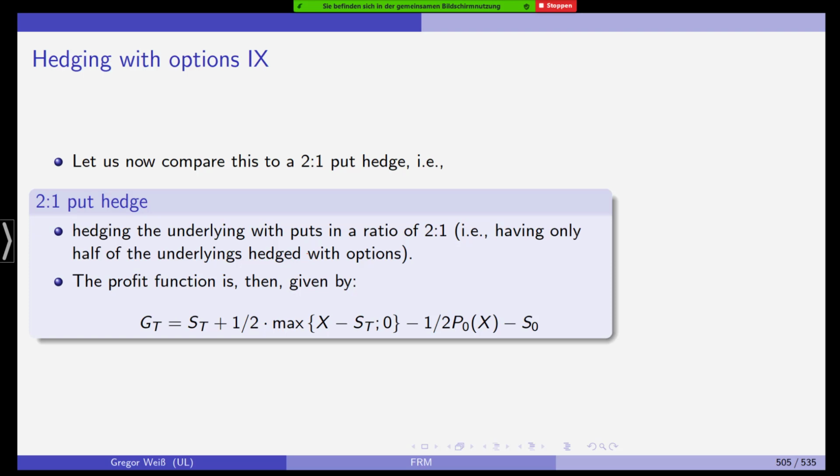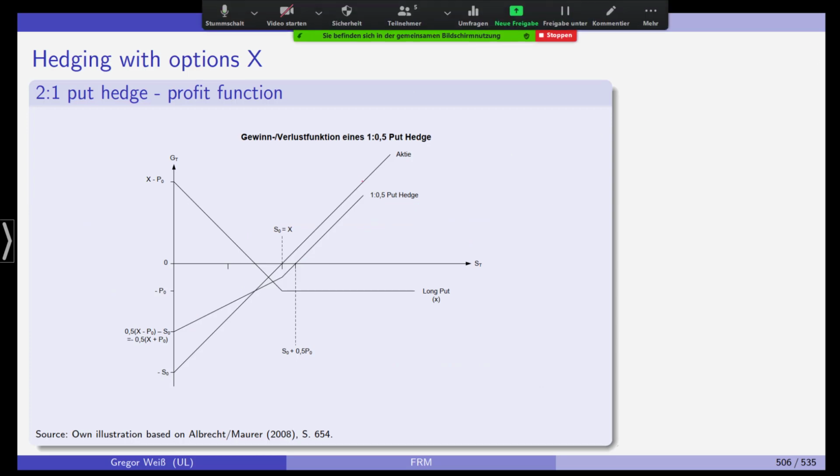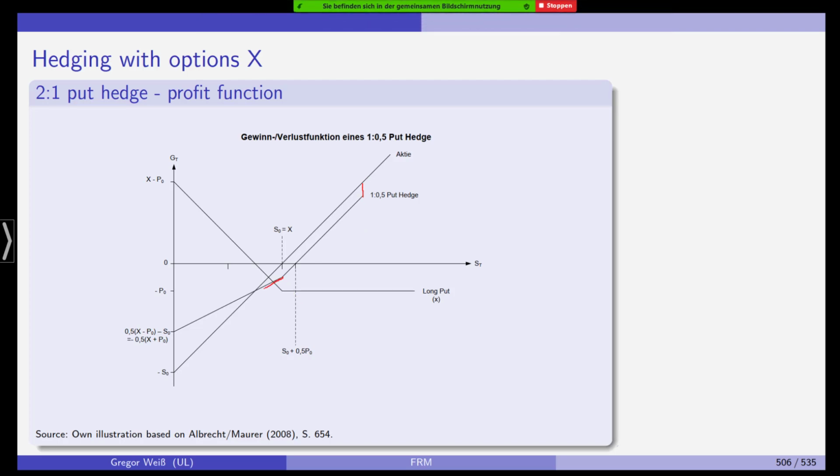The profit function is given by this expression, and as you can imagine, it's the other way around. It's less costs and less of a hedging effect. It only goes down like this. That's a 2-to-1 put hedge.